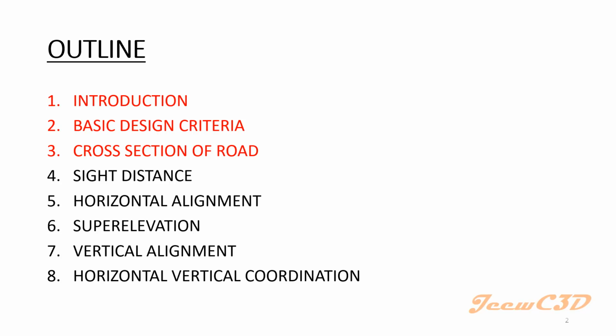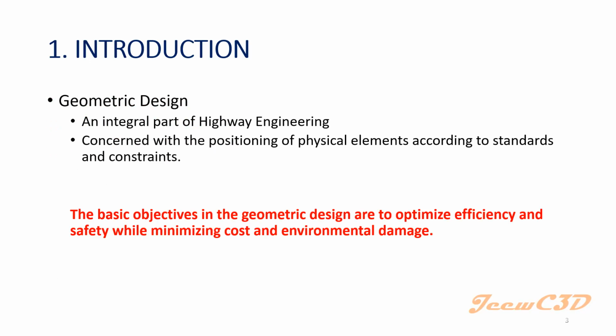But under this course we will be looking further into sight distance of roads, horizontal alignment, super elevation, vertical alignment, and finally horizontal and vertical coordination. These will be taught to you as a part of theories. After that, I will be doing these things in a software called Civil 3D, showing how to design roads using that software. Then I will move on to the introduction of my course.